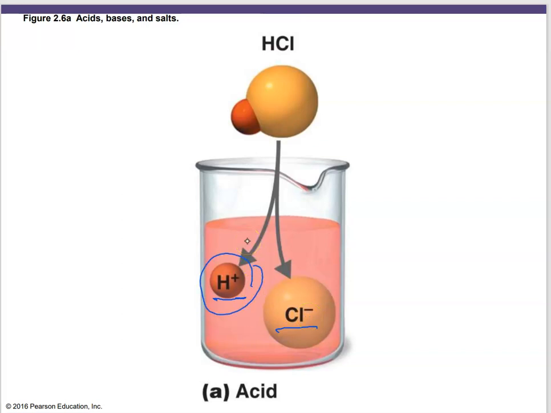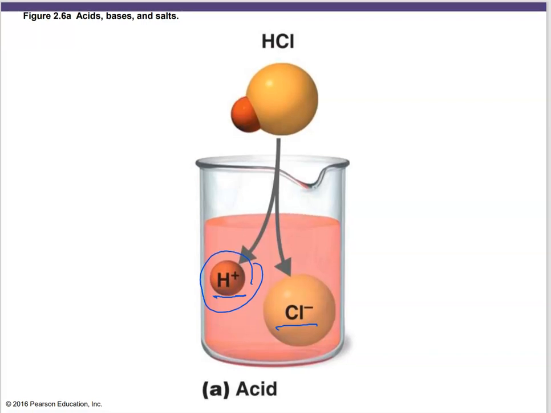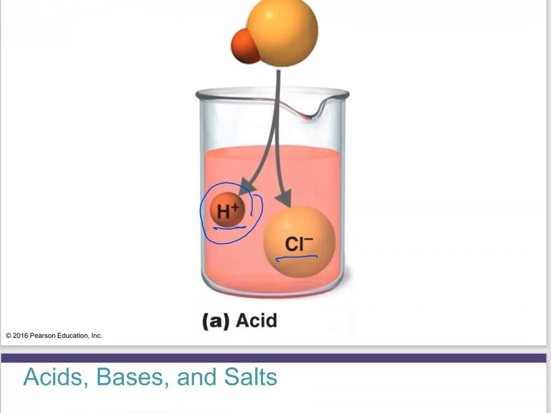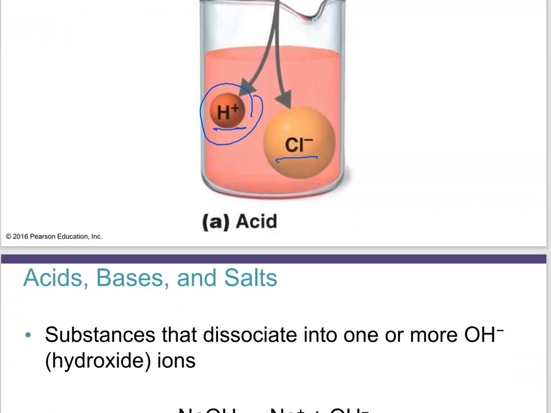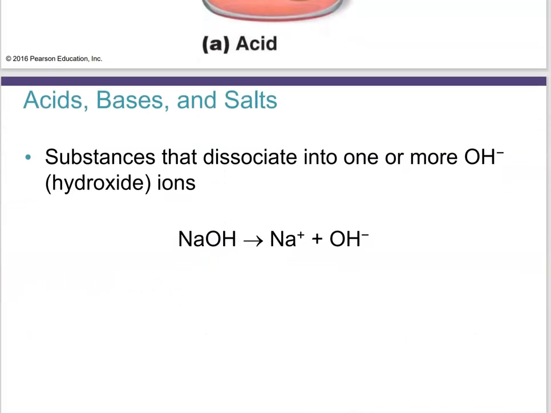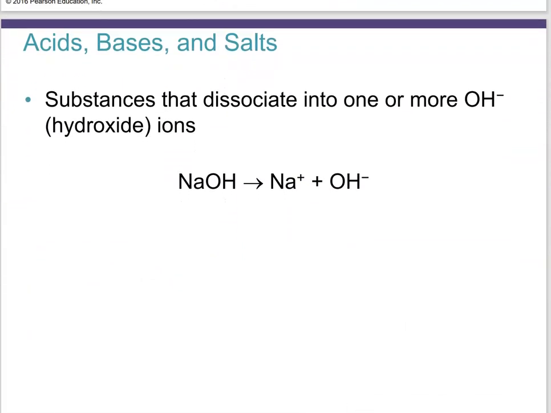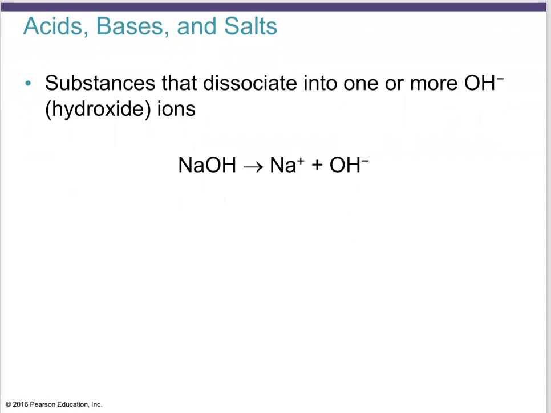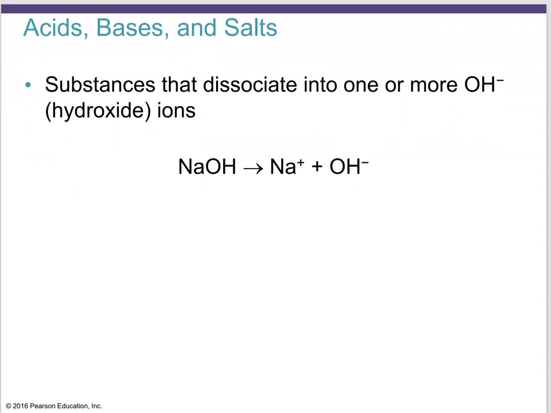And because we're spanning 14 orders of magnitude, we're going to take a log scale approach to this. So we have 14 orders of magnitude to deal with, and therefore we're going to take the negative logarithm of the hydrogen ion concentration, and that's our pH. So a substance that absorbs hydrogen ions, such as sodium hydroxide, would be classified as a base.